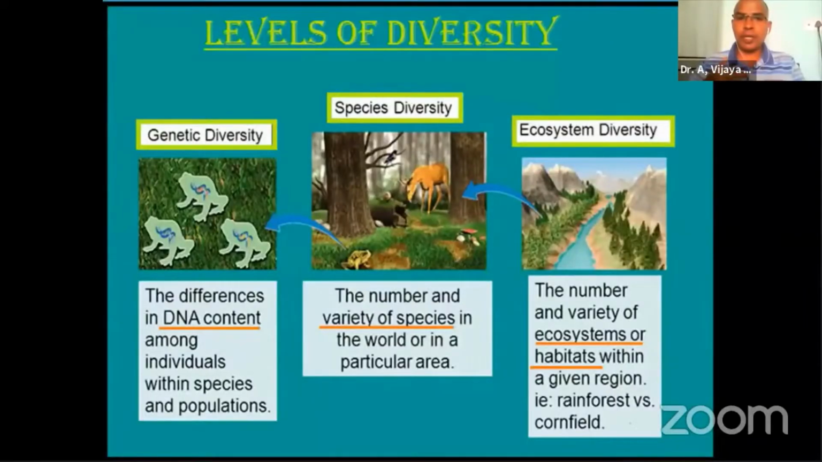That talks about the species diversity, whereas ecosystem diversity talks about the number and variety of ecosystems or habitats within a particular region. So these are the three major levels of diversity.